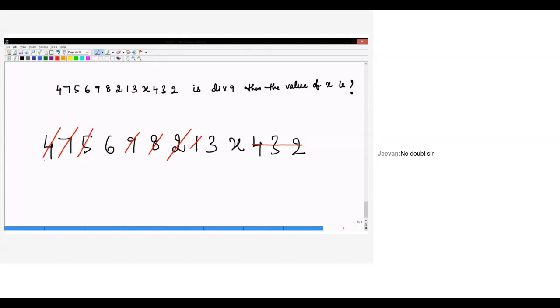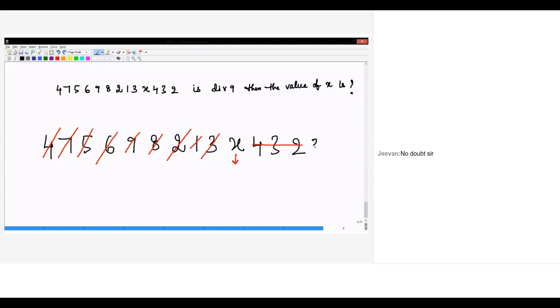So what is left? 6 and 3, sum is 9, you can cancel. So there is only one thing left, that is x. Suppose if I say another digit 2 here, then x becomes 7. If it is 2, x becomes 7.